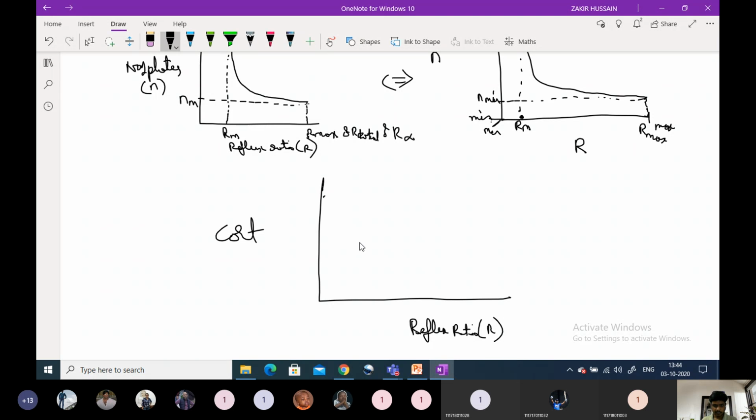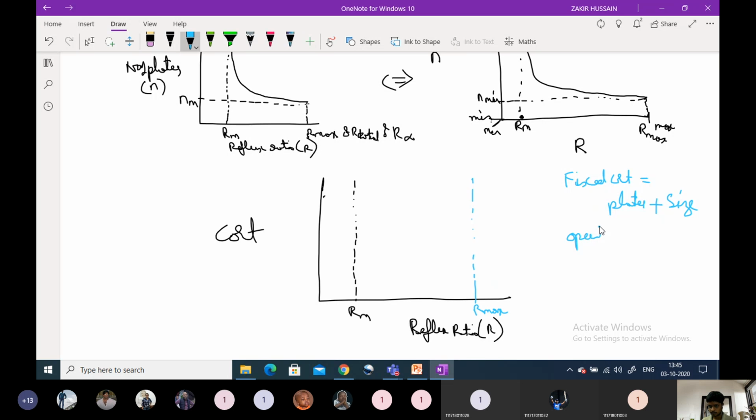So what about the minimum reflux ratio? If you consider this as a minimum reflux ratio point, and if you consider this as a maximum reflux ratio, same one we are projecting, but the variable is cost here. So this is maximum reflux ratio. How will the fixed cost and the operating cost vary? So fixed cost is nothing but the number of plates plus the size of reboiler, column and condenser. It comes under the number of plates.